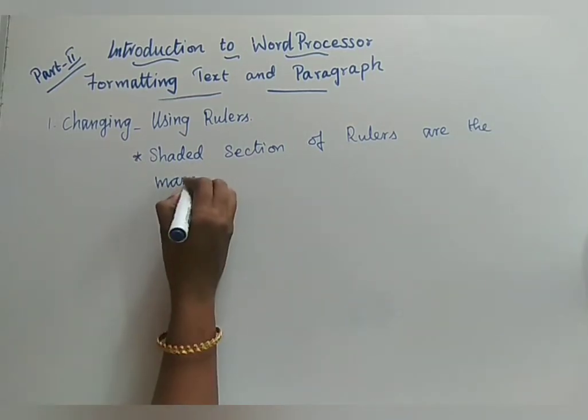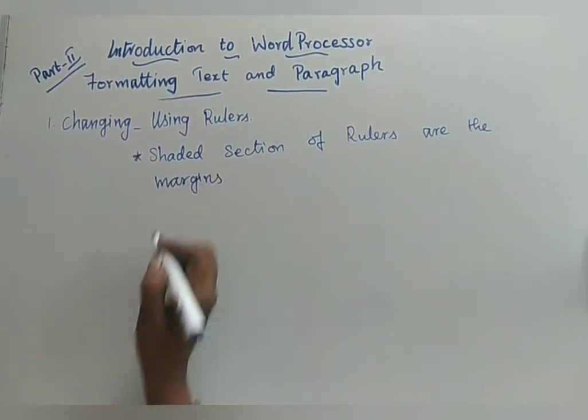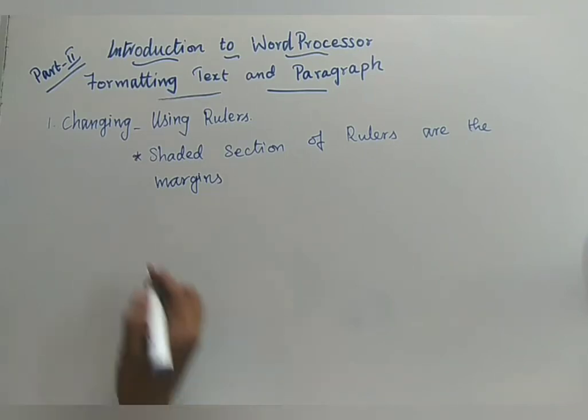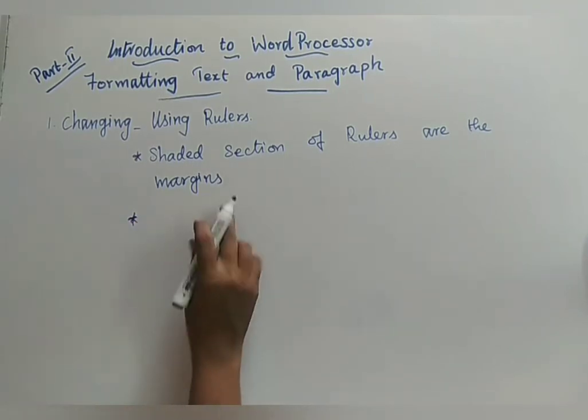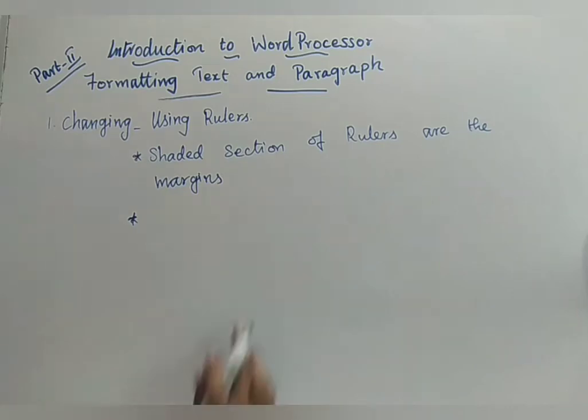Yes. So before using the ruler, you must know where the margin is, no? So where is the margin for you? The shaded section of the rulers is called the margins for you. Yes. Now we are going to see how to change that. Okay ma? So for that, what you have to do? Yes, you have to hold the mouse pointer over the line. There you will be having the line, no? The colors will be gray and white. So between that, you hold the mouse pointer.